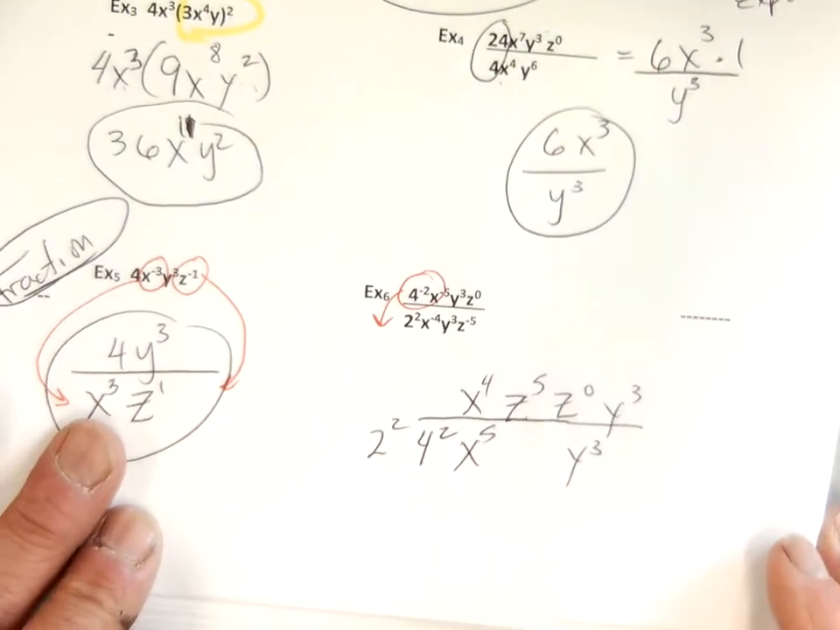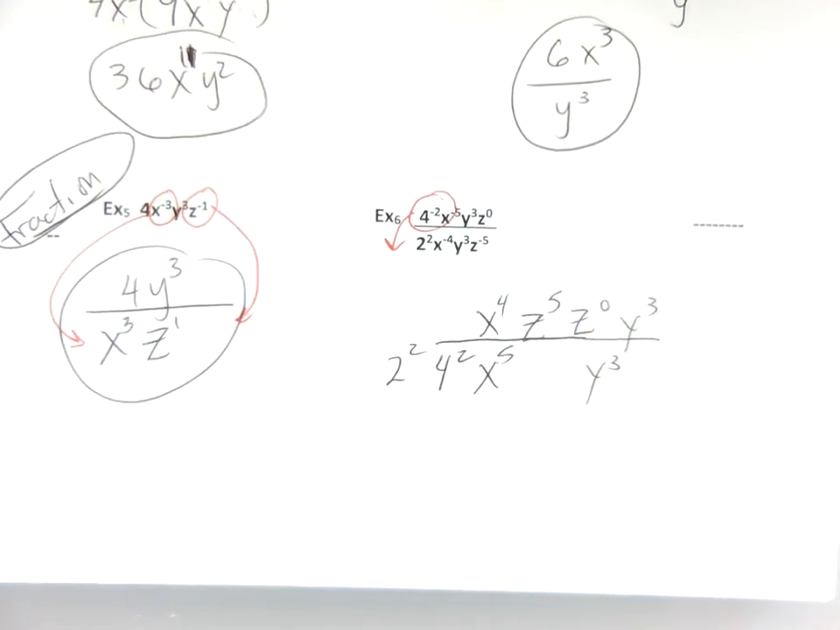Okay, let me show you what I got, so you can see it. So all I did, move this one up. I moved x to the negative 5 down. I moved 4 to the negative 2 down. I moved z to the negative 5 up. And everything else I left where they were because they were not negative. Okay, so 2 squared stayed down, y cubed stayed down, this y cubed stayed up, and the z to the 0 I'm just going to make into 1.